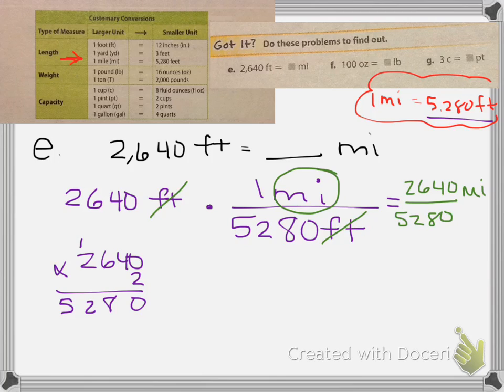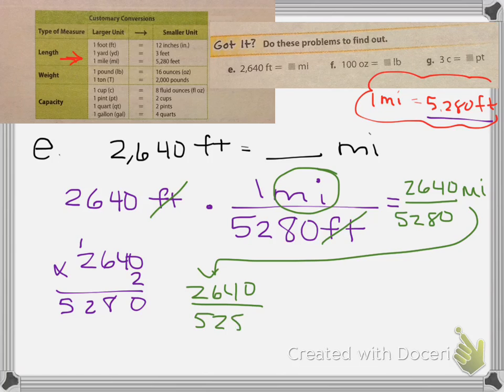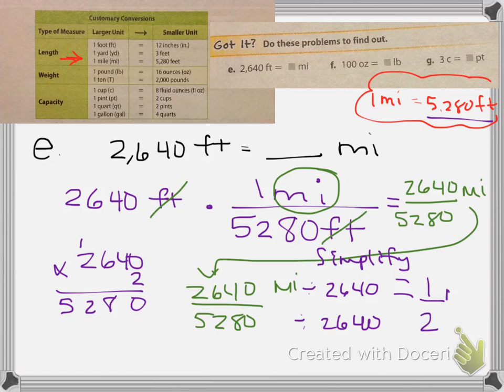So in simplifying over here, we have 2,640 over 5,280, and remember this is miles. But we want to go ahead and just divide out 2,640, divide out 2,640, and again, this step is just us simplifying. So this has nothing to do with the conversion, we're just simplifying, and we get 1/2 of a mile. So our final answer here is 1/2 of a mile for E.